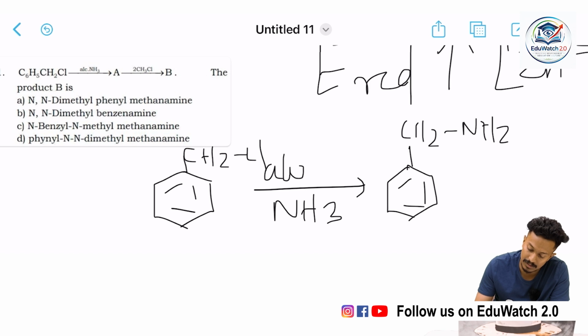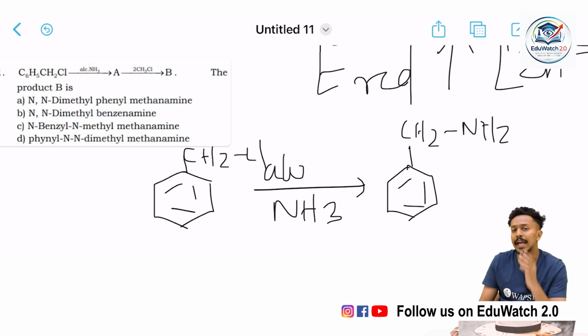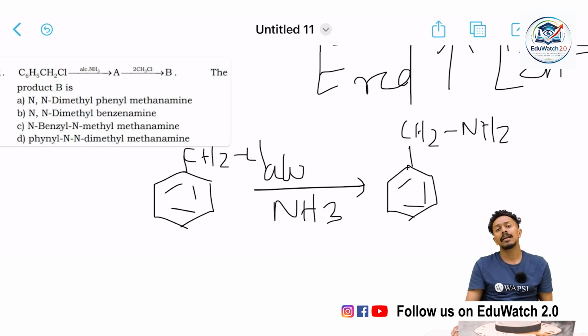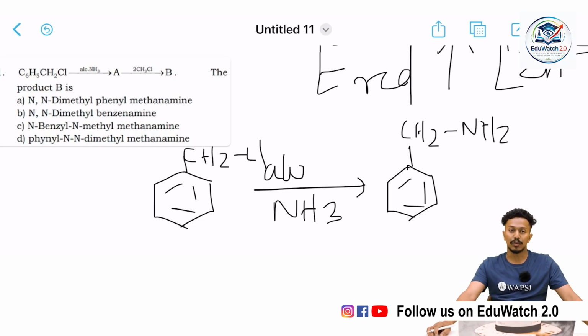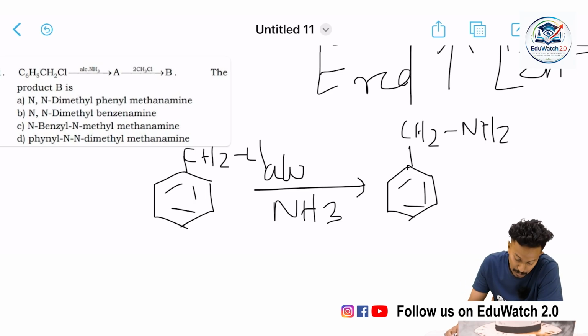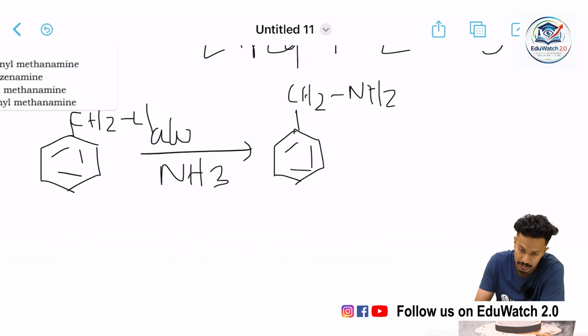CH2NH2. This is a primary amine that is formed by any alkyl halide or an aryl halide. When treated with ammonia, we get a primary amine. We have studied this in the first part of amines and its derivatives. So our compound A is this one, CH2NH2.